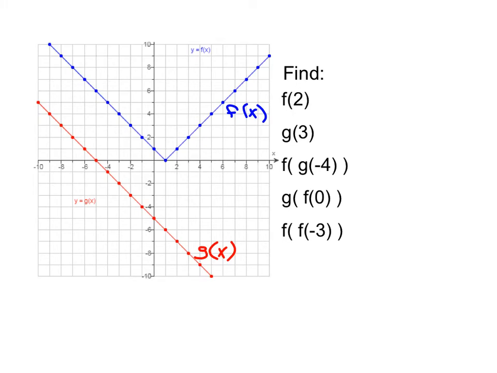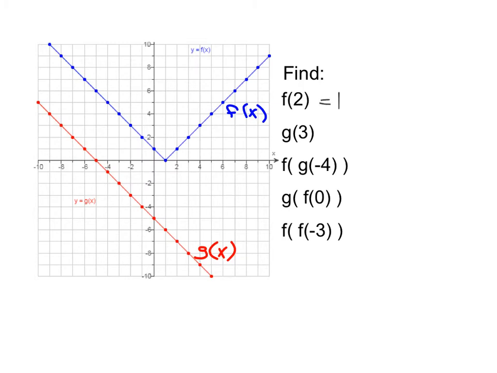So if we want to find f of 2, first off, f tells me I'm dealing with the blue function here, right? The f function is this guy. My input value is 2, so I'm going to look at the f function. When x is 2, what's the y value? So when x is 2, my y value, this point right here, is a 1.